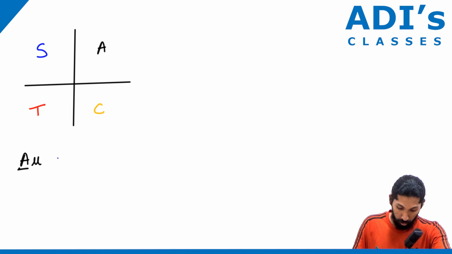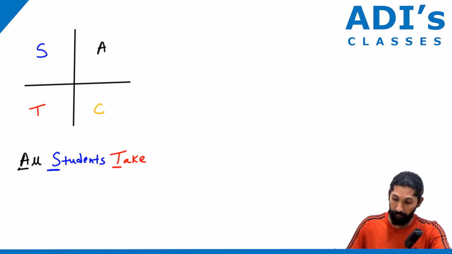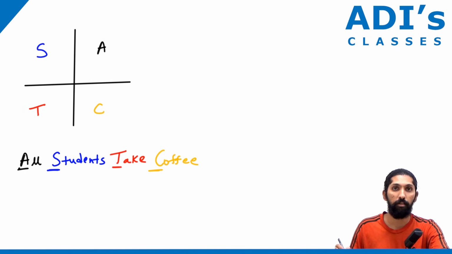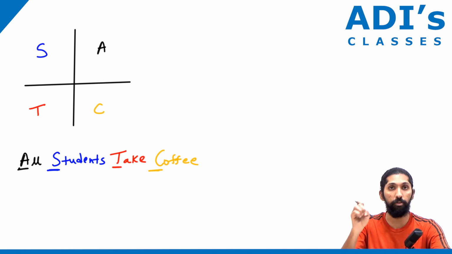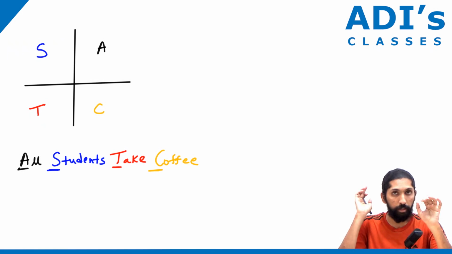Okay, next. Students. Students. Then you can say take tea. And then finally, coffee. See, all students take coffee. ASTC. Or you can write chocolate. It's your wish. You can do whatever you want. Okay, some of them will say all silver tea cups. This is also fine. So ASTC. Okay, so ASTC tells you which is positive in which quadrant.